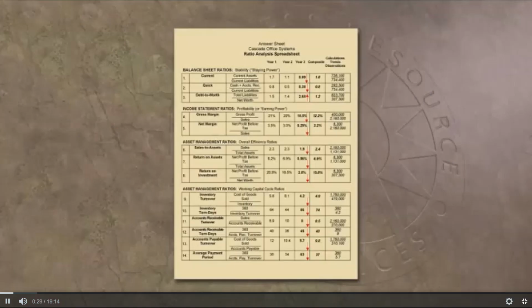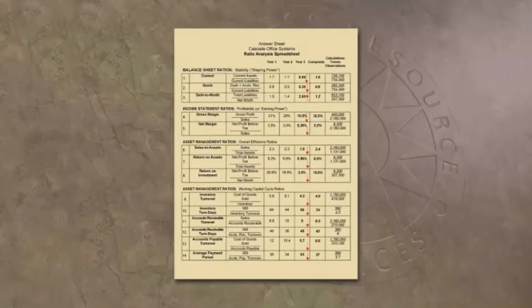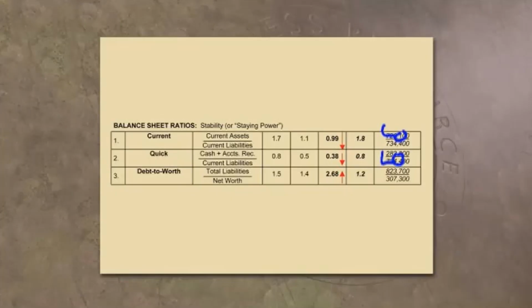Our current ratio, the trend is what? Down. Is he high or low as it relates to the brothers? Way low. Okay, he's low. Quick ratio, his ability to generate cash, trend down. Is he high or low? Low. Debt to worth, trend up. Is he high or low? He's high. In this case, is high good or bad? Bad. So far, bad, bad, bad.